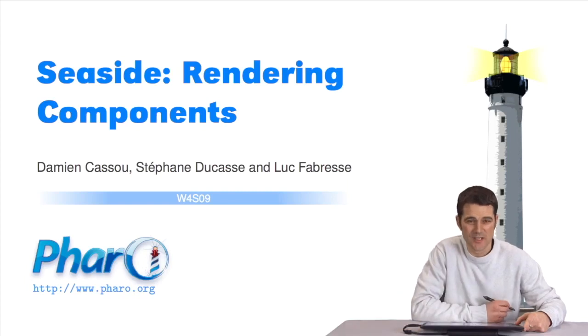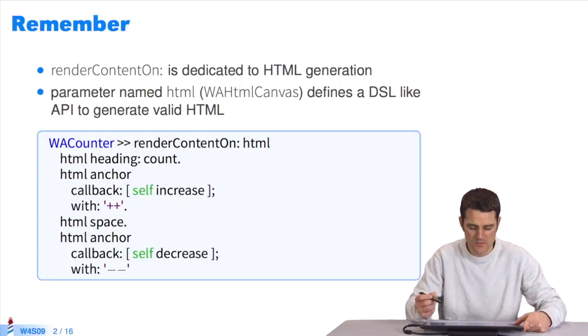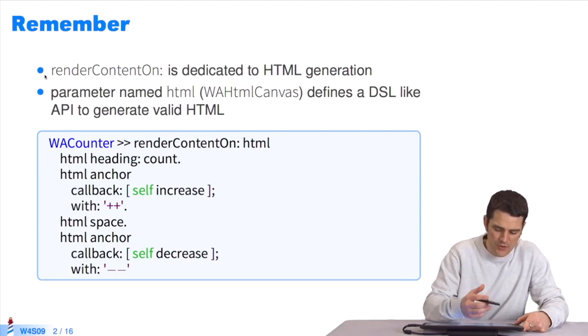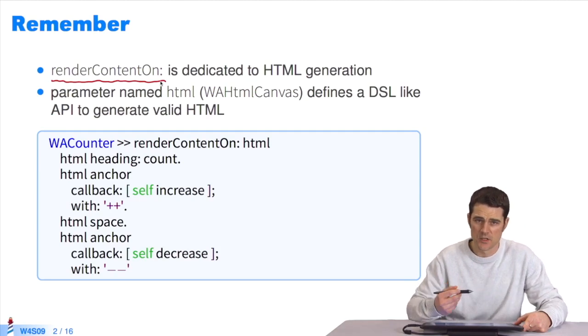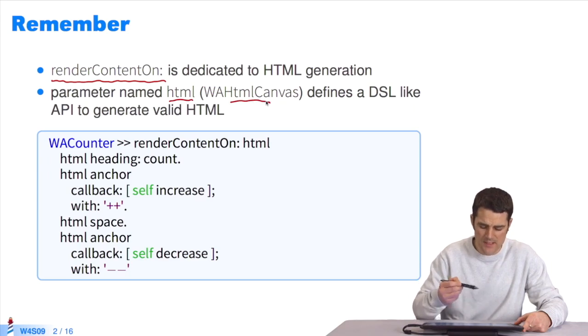Hello. In this sequence, we'll learn more about Seaside, especially the part that generates HTML. You recall that all Seaside components respond to the renderContentOn: message. This message is what enables us to generate the appropriate HTML code. This method has a parameter named html. It is an object instance of the WAHtmlCanvas class or subclass. It is dedicated, offering the programmer an API to generate valid HTML.